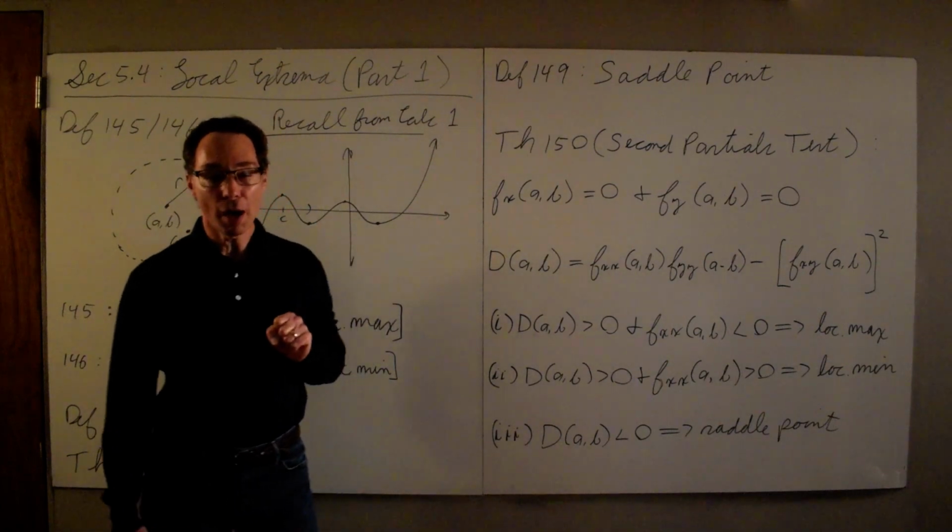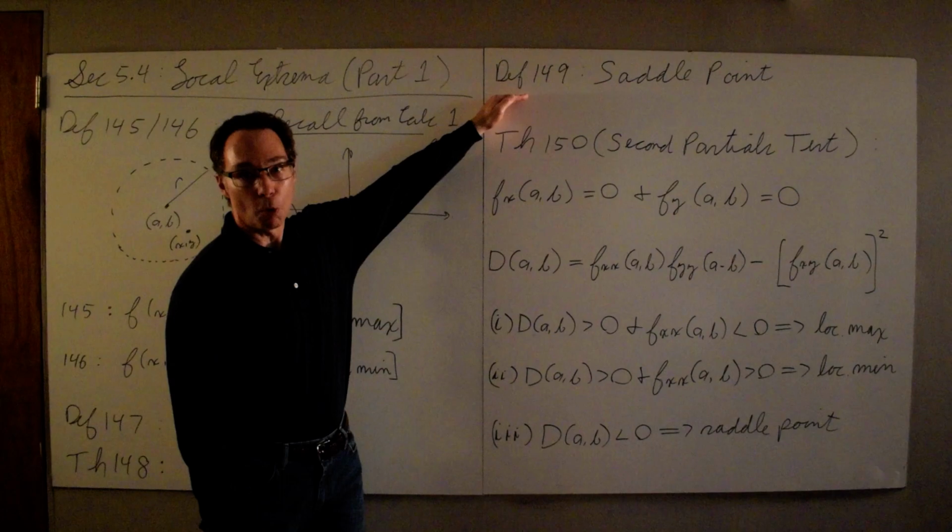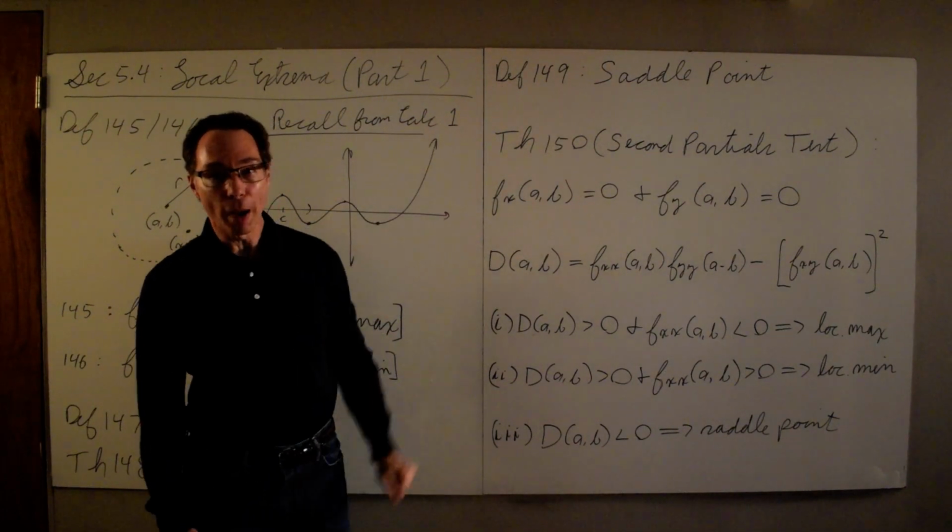Definition 149 of a saddle point. A saddle point is a point that is a critical point, but the function does not have a local max or a local min there.